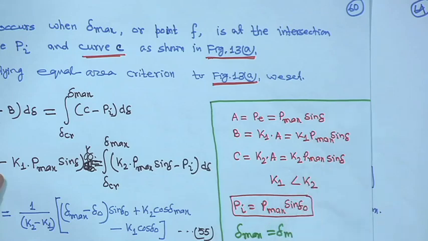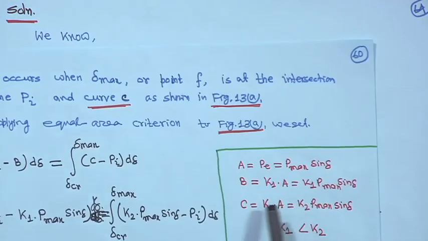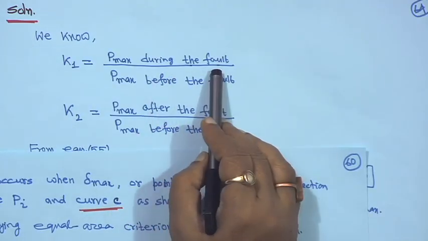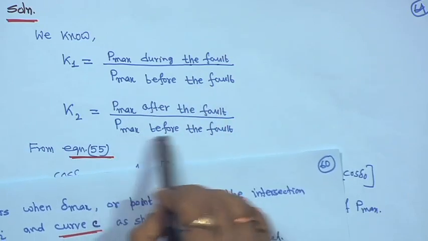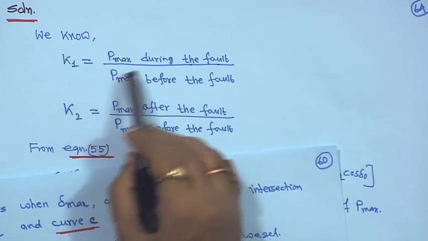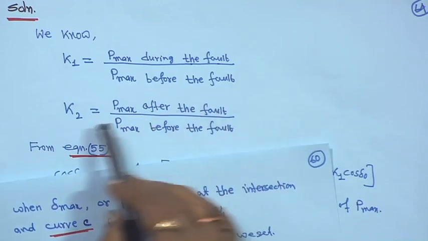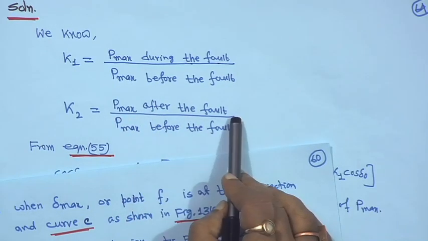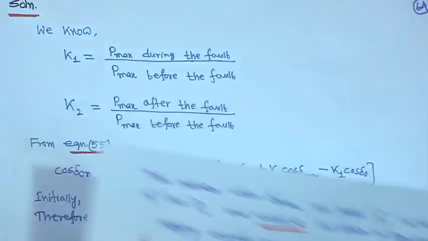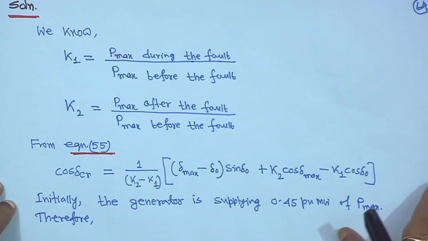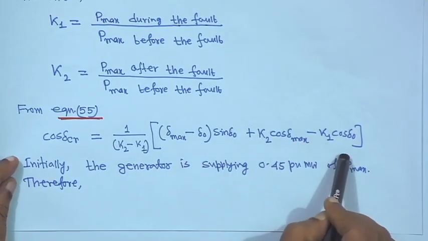Therefore, K1 will be P max during the fault, and the denominator is always P max before the fault. K2 is the ratio of P max after the fault divided by P max before the fault. Everything is given here. From equation 55, we are rewriting the whole equation here.